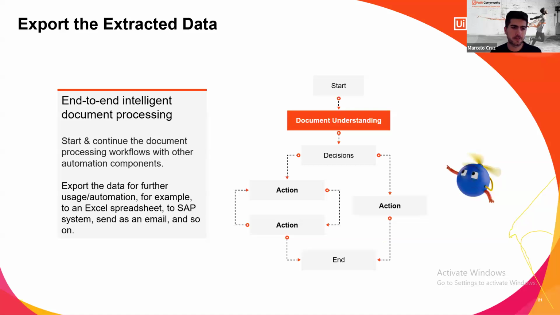And then last but not least, export extracted data. After doing the classification, extraction, and validation of the document data extraction, we can export this data, for example, to an Excel file or a Google spreadsheet. So we are free to choose the format that we want to export the data. And then we can use it further and maybe export it to an SAP system or any kind of application, either web or desktop based, that should receive the extracted data.